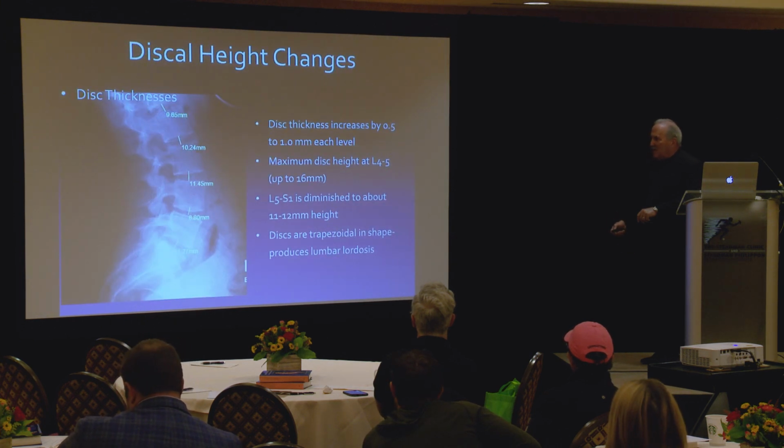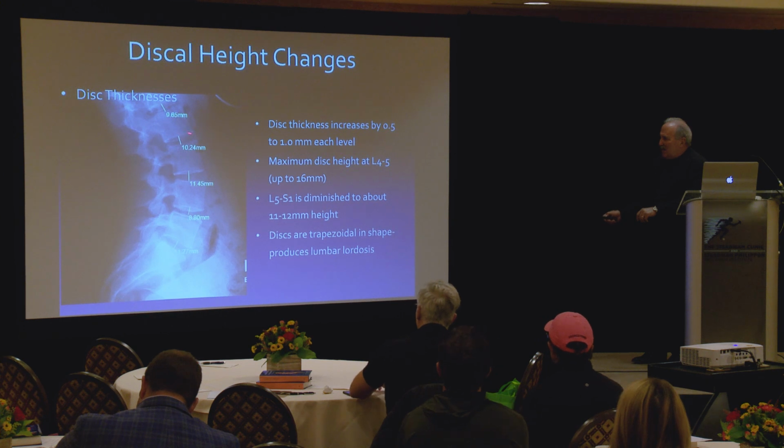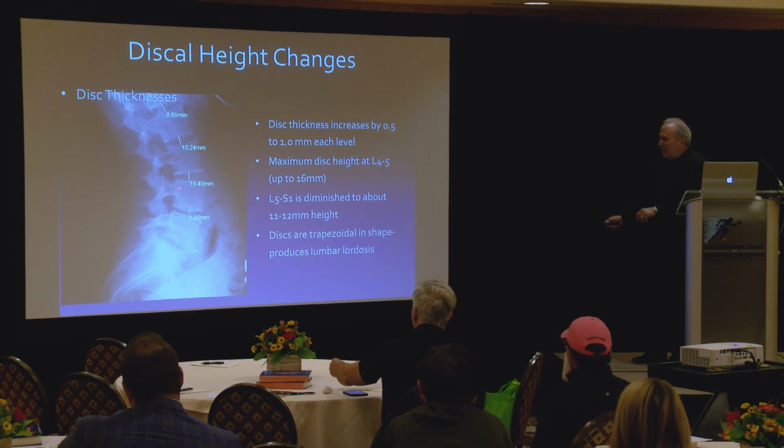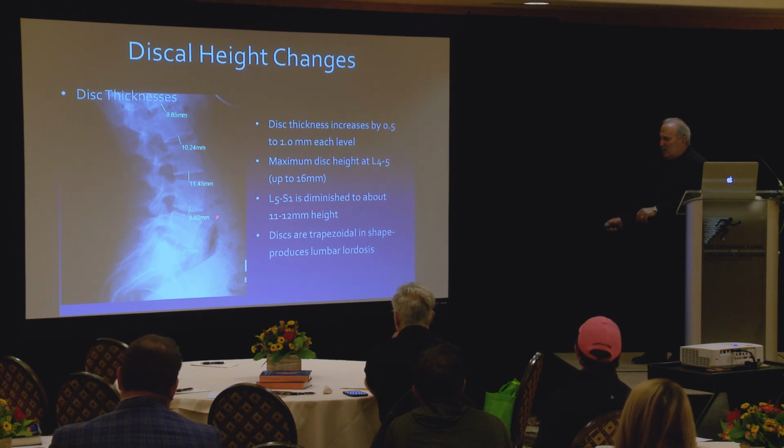Okay, disc thicknesses. Discs get thicker by an average of 0.5 to 1 millimeter at each level. So here, this one's about 10 millimeters. It's about 10 and a half. It's about 11 and a half. That's 8. Wait a second. And that's almost 12. What's going on here? What's happened?